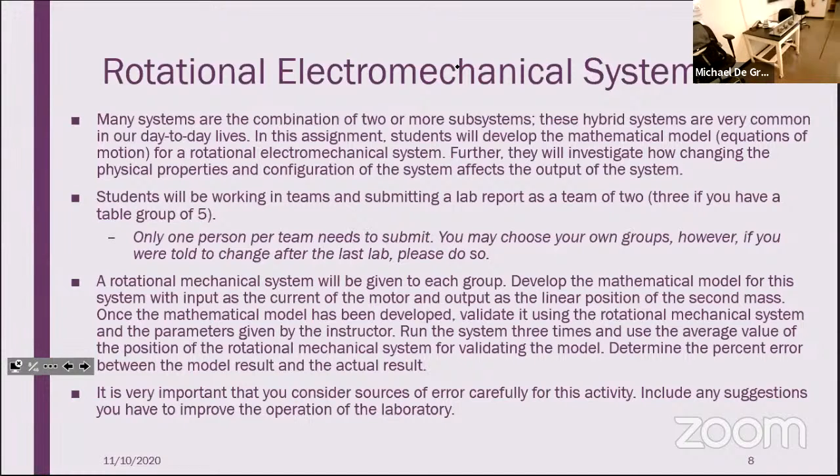When it says validate the model using the system, you're going to essentially say, what is the percent difference between what your model tells you the displacement of the final part is versus the displacement you got from the actual device itself.